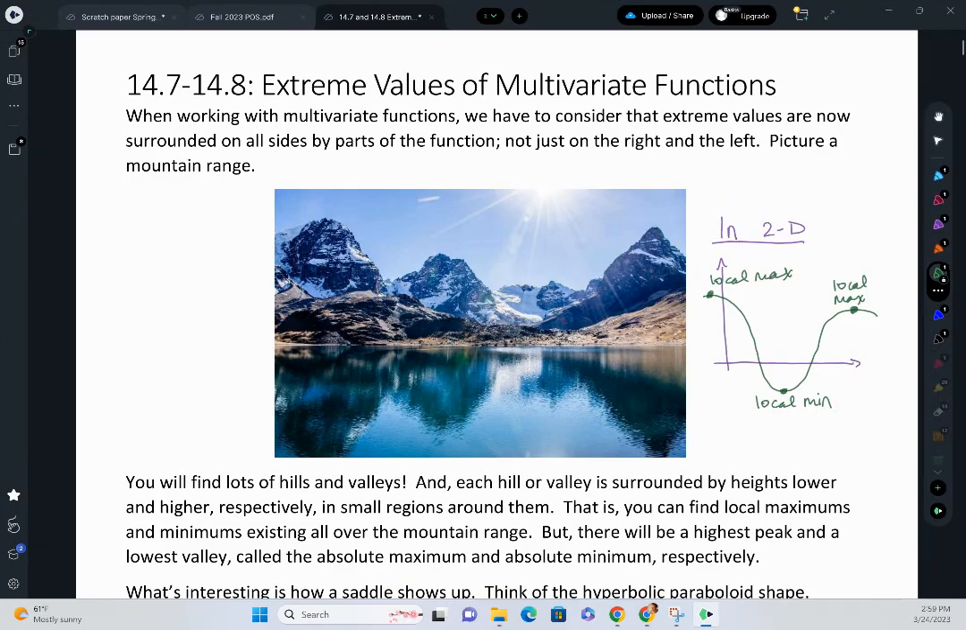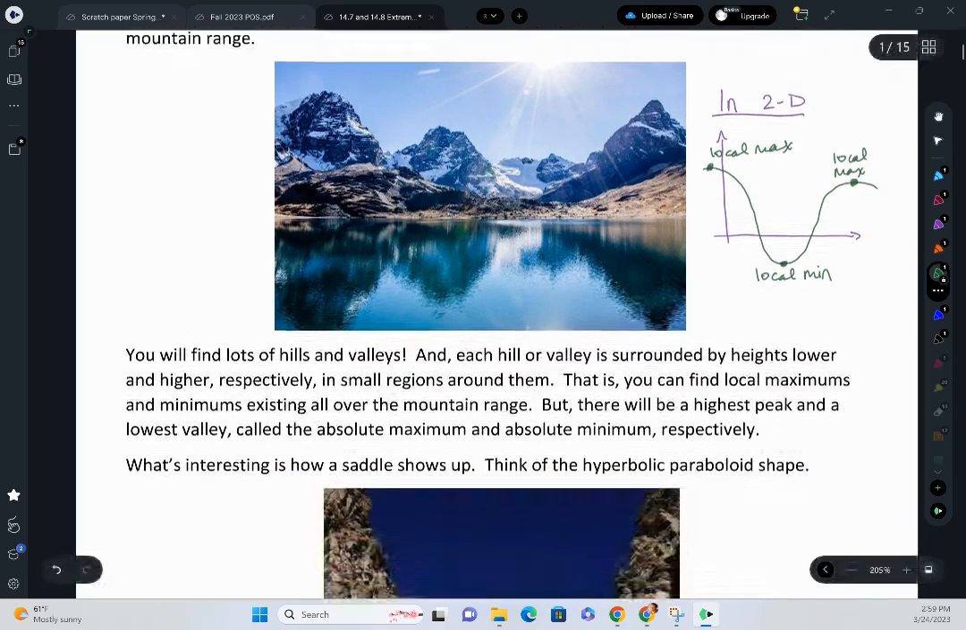And so it's going to be similar to that here, except that we're working with multivariable functions. So derivatives are a little bit more complicated, which means finding our extreme values will be a bit more complicated.